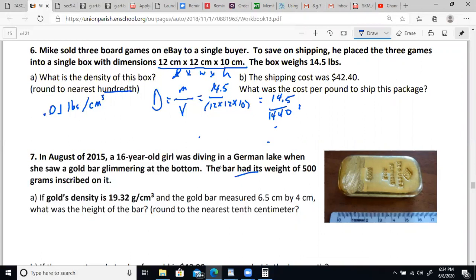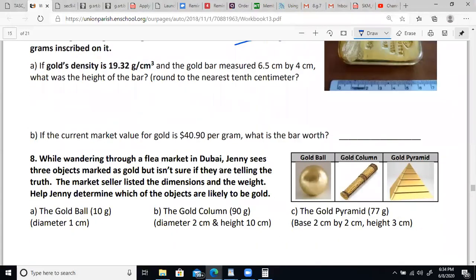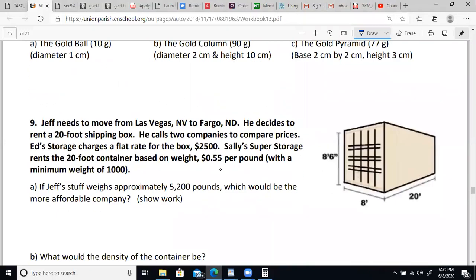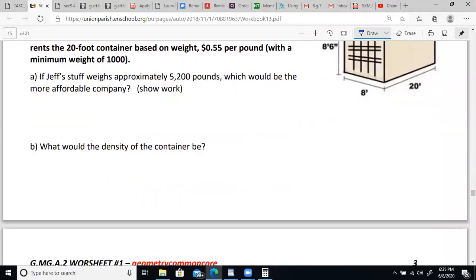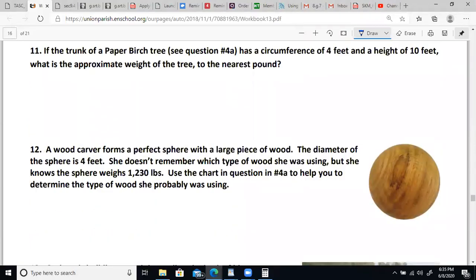All right, I'm trying to see if they give us any other density ones. Hoping to find a density of something else.